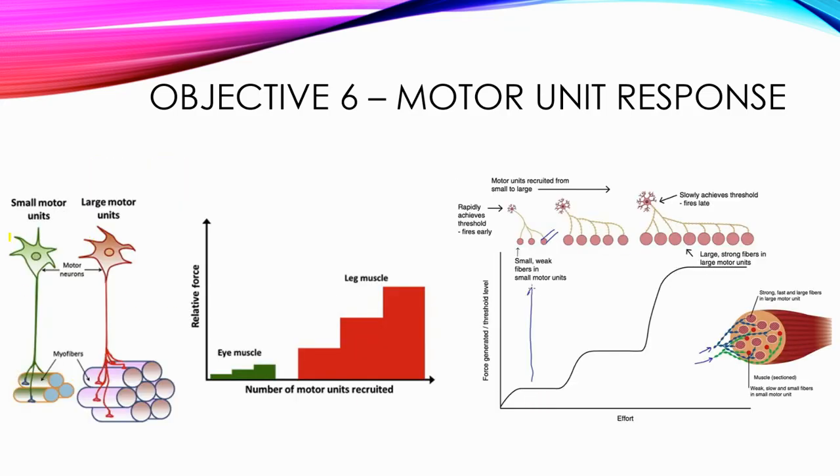And so what you can see here is your small motor units are going to be responsible for smaller movements, and then your larger motor units are going to be required for larger movements. But as more are needed, more motor units will be added, and that's going to lead to a stronger contraction.